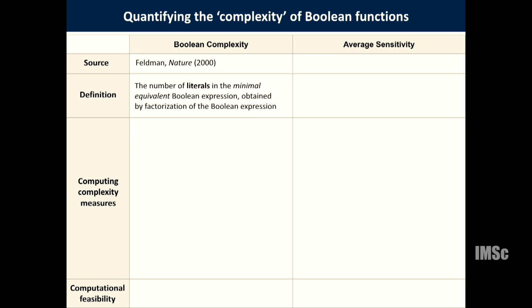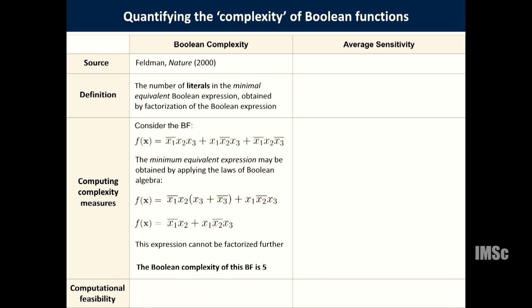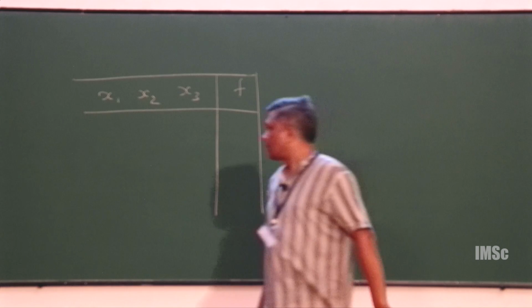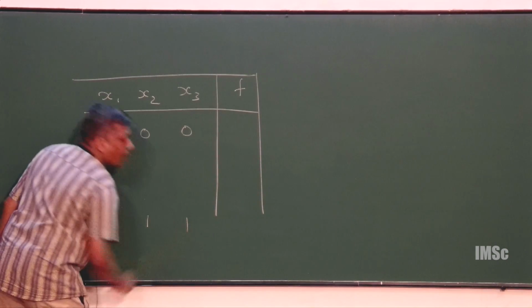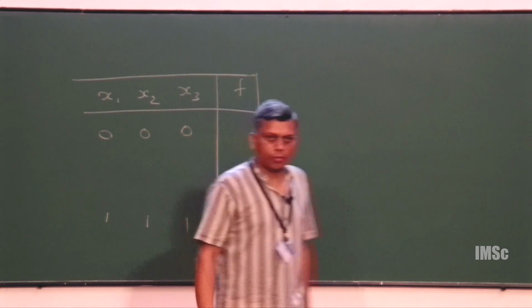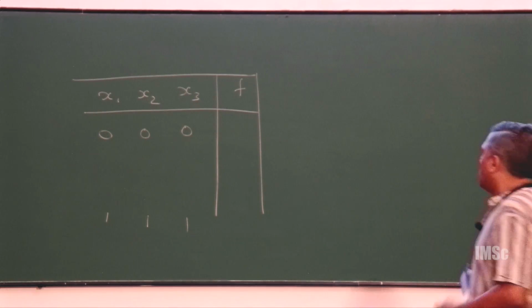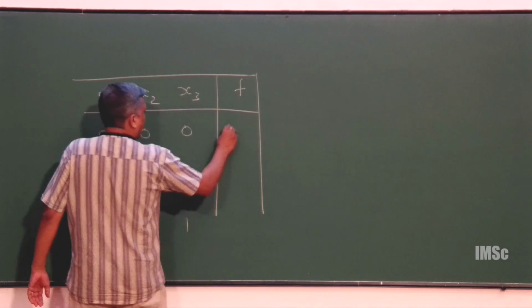So what is Boolean complexity? Feldman defined Boolean complexity as follows. It is the number of literals in a minimal equivalent Boolean expression obtained by factorization of the Boolean expression. So let me try to give you a feel of how you compute the Boolean complexity. This is the disjunctive normal form for one Boolean function. We have 8 possible rows in the truth table, and the output value of each row can be 0 or 1.